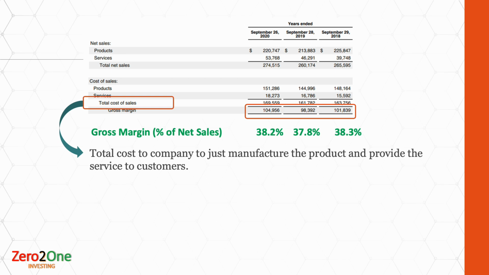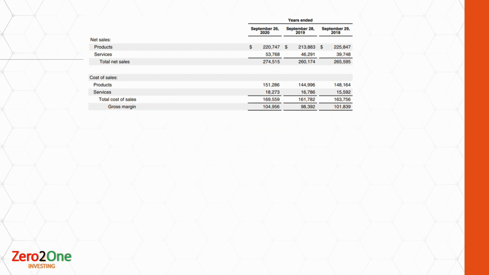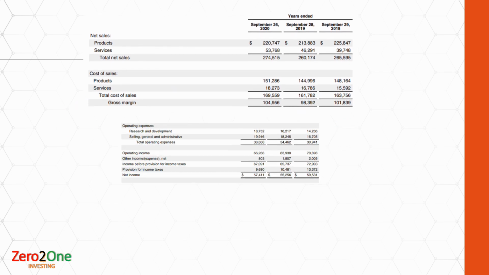So gross margin is the percentage of the net sales which is left over to you as a company after excluding the cost of sales from the revenues. So what do I mean by that? Suppose a company like Apple is generating a revenue of $100. In the end, it is left with $38.20 in hand after deducting the cost of sales in order to generate that product. This is what it means. And as we can see, in the past 3 years the gross margin has been consistently around 38%.